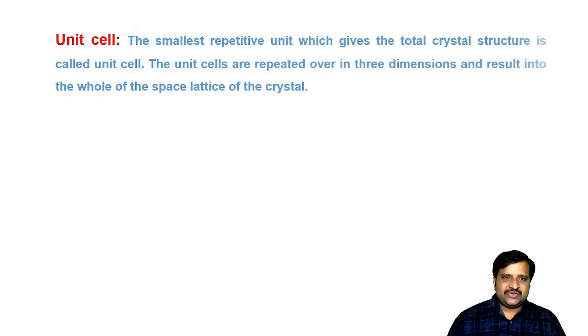So next one is unit cell. Unit cell is the smallest repetitive unit which gives the total crystal structure. The unit cells are repeated over in three dimensions and result in the whole space lattice of the crystal. So unit cell is the smallest repetitive unit. What are the parameters of the unit cell?